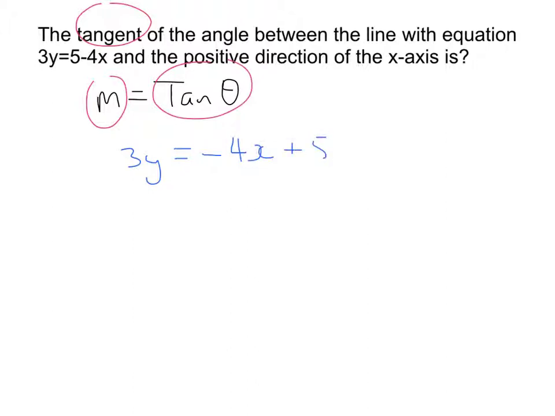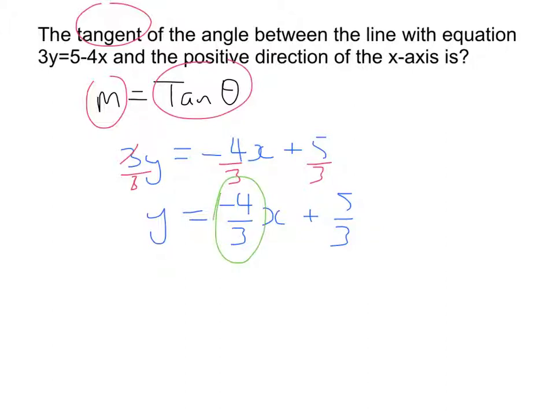And now I'm going to divide everything by 3. And that'll cancel that down, which leaves us with y is equal to negative 4/3 of x plus 5/3. And our gradient is negative 4/3. So m equals tan theta is equal to negative 4/3. And that's what we're looking for. There you go.